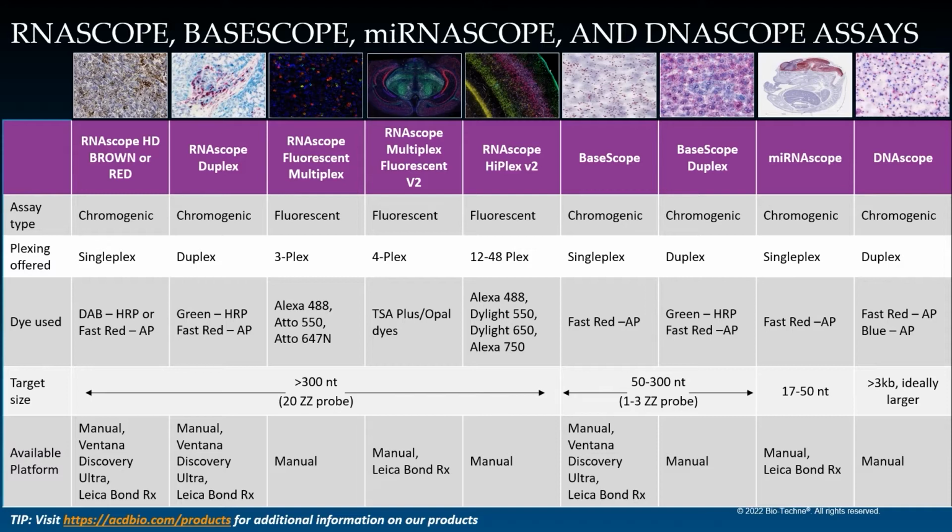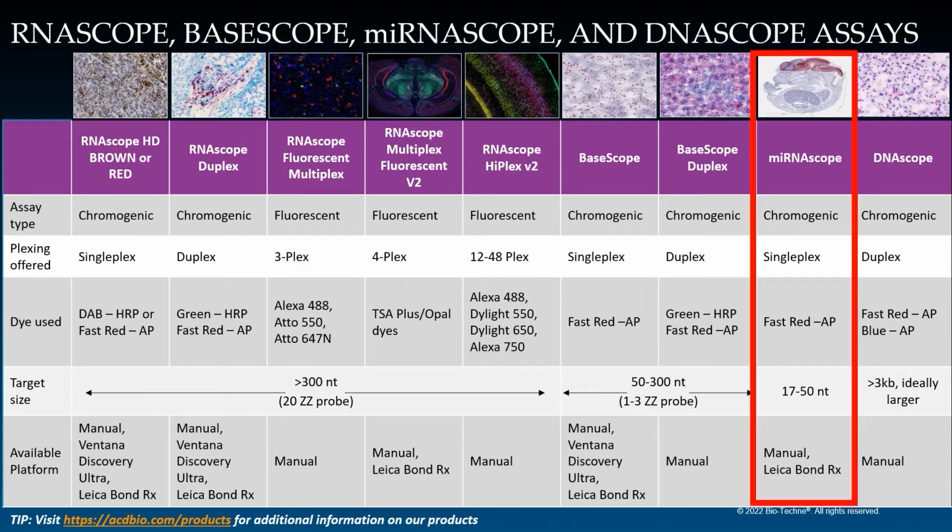This table summarizes our portfolio of products. While RNAscope detects targets larger than 300 nucleotides, BaseScope can detect RNAs between 50 and 300 nucleotides in length. The microRNAscope assay we will explore today is a singleplex chromogenic assay that utilizes alkaline phosphatase chemistry and Fast Red labeling. This assay is available for the Leica BOND RX automated platform and in a manual format.